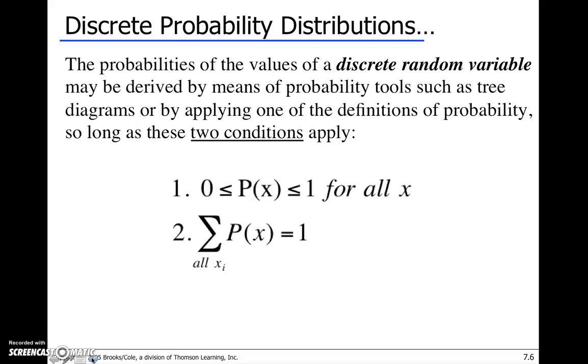Discrete probability distribution. The probabilities of the values of a discrete random variable may be derived by means of probability tools such as tree diagrams or by applying one of the definitions of probability, so long as these two conditions apply. 1. The probability of x lies between 0 and 1 inclusive for all x. 2. The sum of the probabilities for all x must be 1. The sum of the probabilities must add up to 1. Those two rules must obtain.